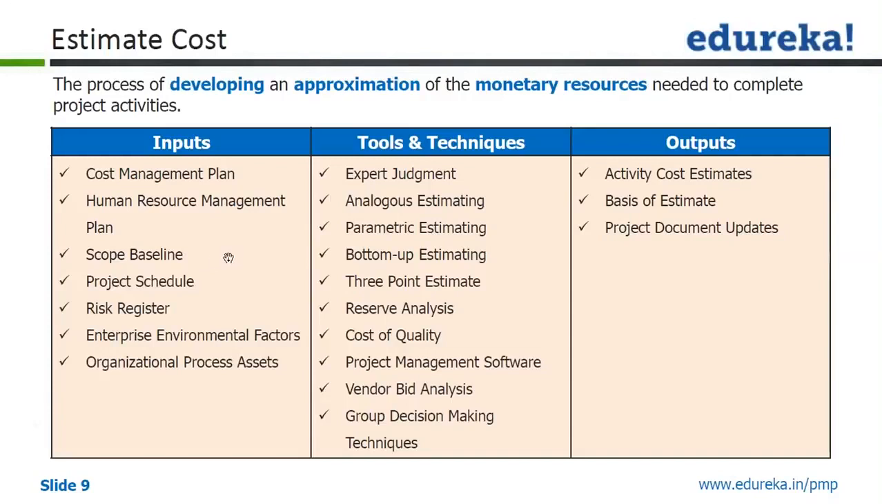So those activities will be estimated using these tools and techniques, including expert judgment, analogous estimating, and parametric estimating, which we covered yesterday. Reserve analysis was covered, then project management software and group decision making. So the rest of the tools and techniques which are not covered, we'll cover here. The output of which is the activity cost estimate. So each and every individual activity related cost estimate will be there.